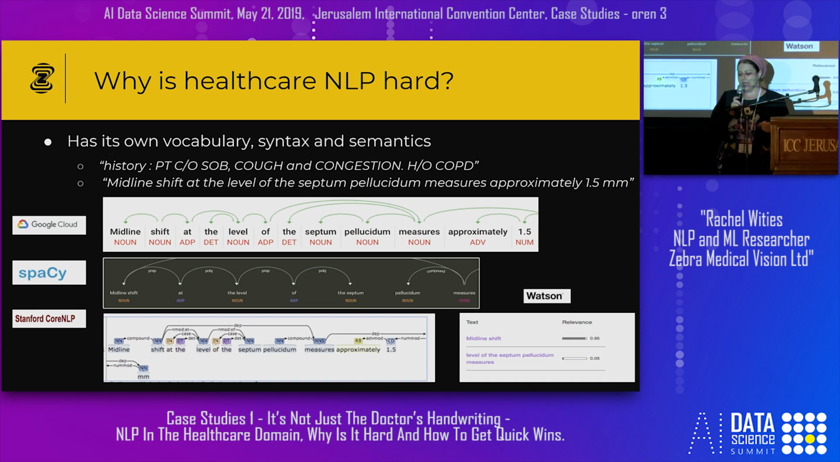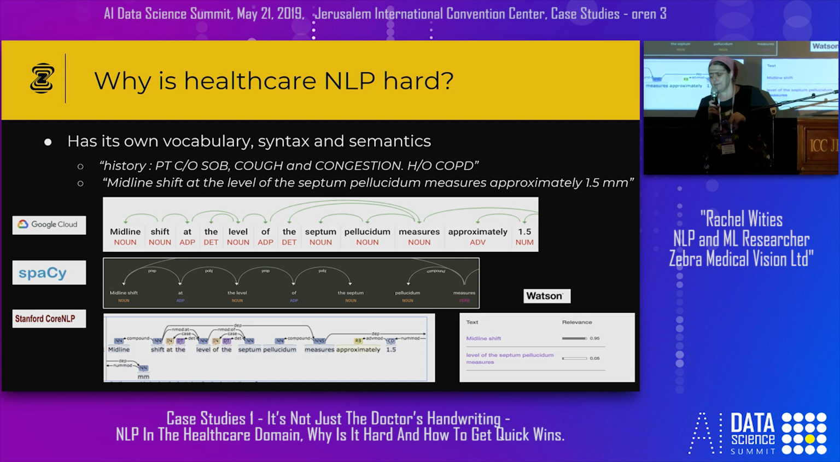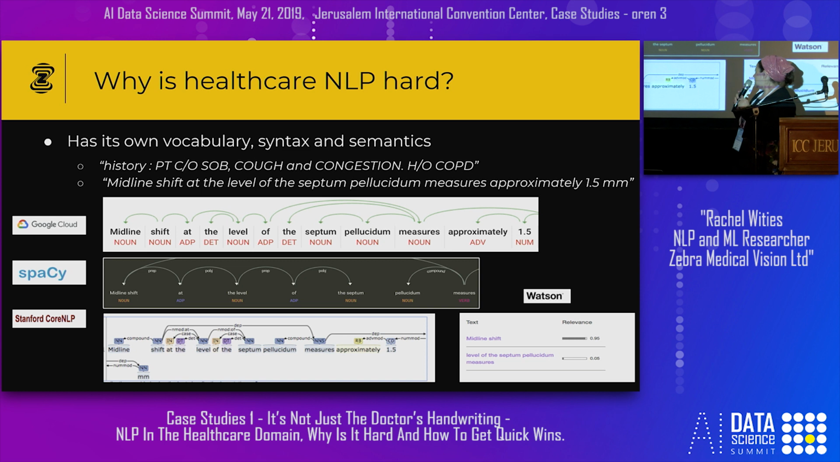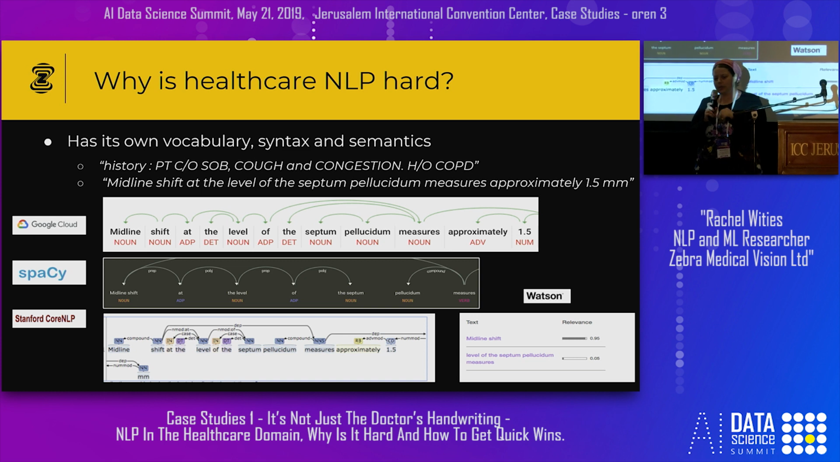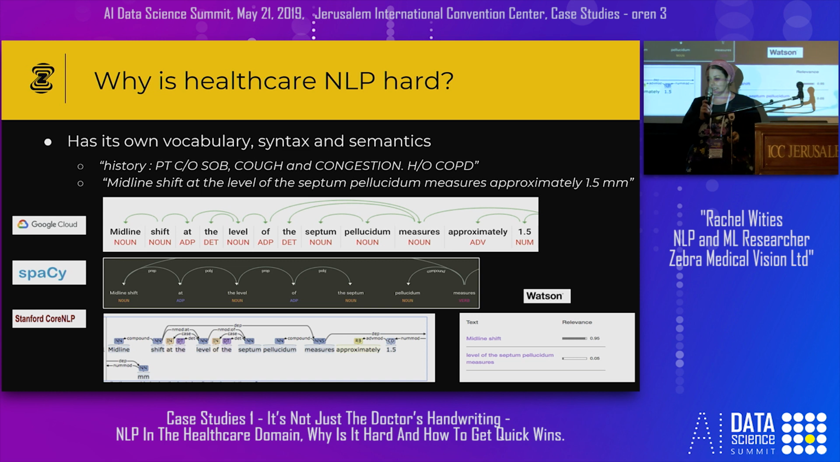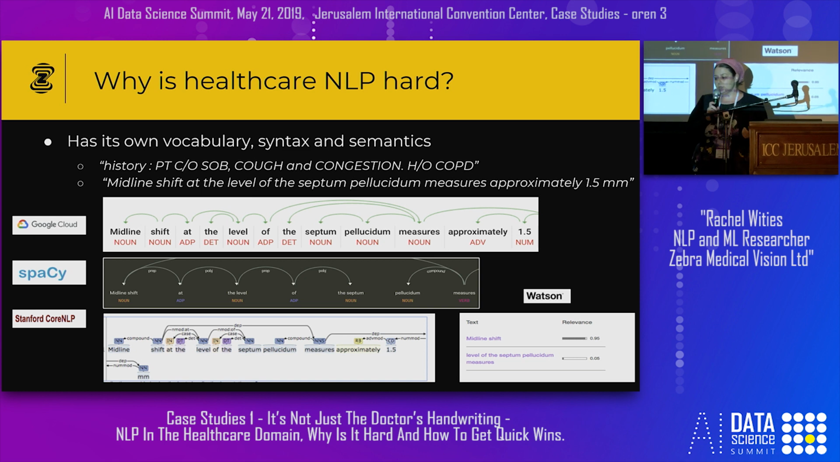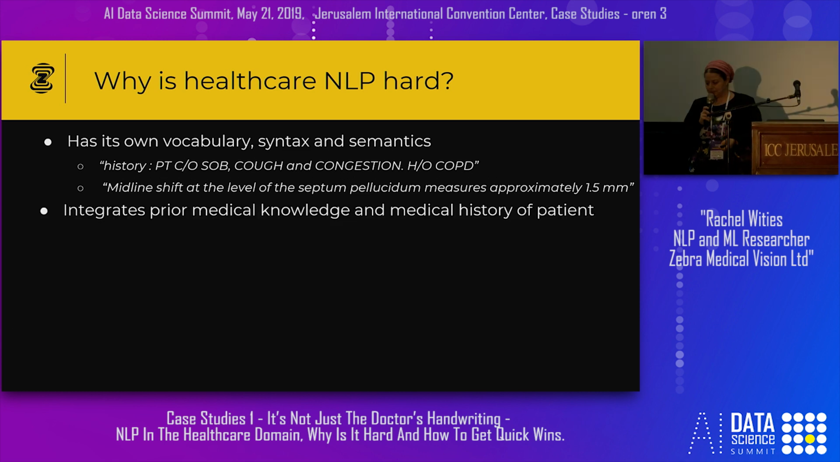Watson made the same mistake. Spacy actually understood that measures is a verb here, but it split the sentence between septum and pellucidum. So we got midline shift at the level of the septum, and pellucidum measures something, something. So as we can see here, existing solutions don't do good work on this text, and it's not because they're not good, they just weren't trained on this data.